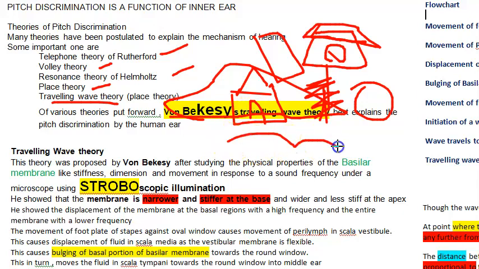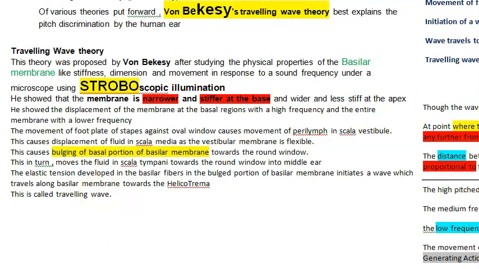Traveling wave theory, put forward by von Bekesy. This is the theory we will look at. After studying the physical properties of the basilar membrane, like its stiffness, dimension, and movement in response to sound frequency, using stroboscopic illumination, he showed that the membrane is narrower and stiffer at the base and wider and less stiff at the apex. So it is narrower and stiffer at the base, wider and less stiff at the apex.